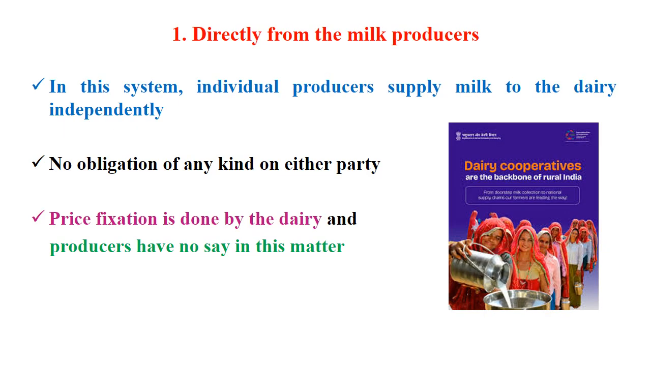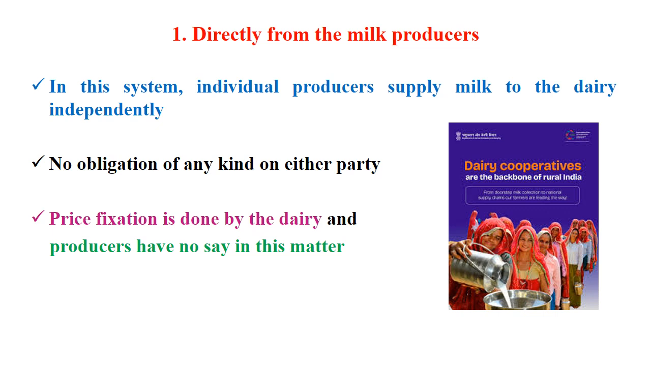Here we will briefly discuss the first method, directly from the milk producers. The milk is procured directly from the milk producers, and this is an old, now non-existent pattern. In this system, individual producers supply milk to the dairy independently. That means any milk producer independently will come and supply milk to the dairy plant, and there is no obligation of any kind on either party. Either the receiver or the producer has no obligation. He may give it someday, he may not give. Similarly, the receiver may take it someday or sometimes not.